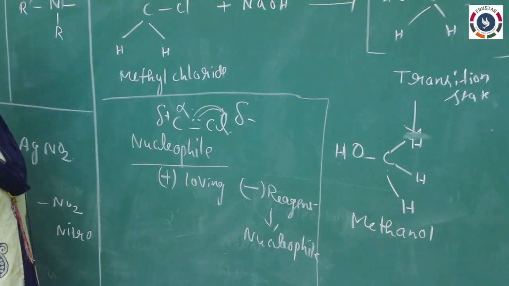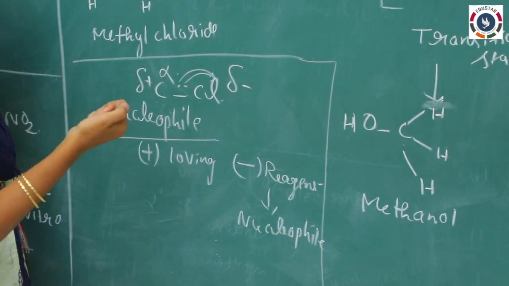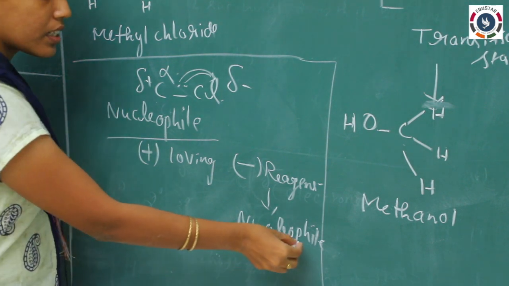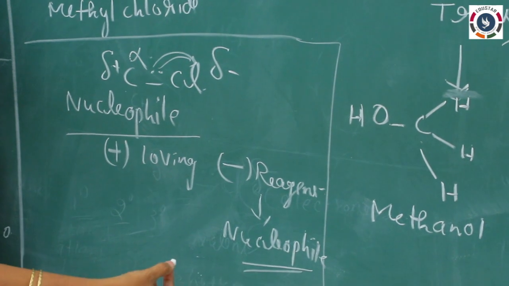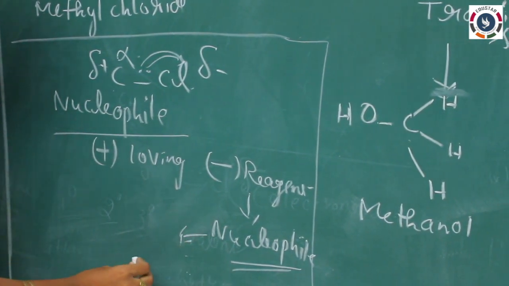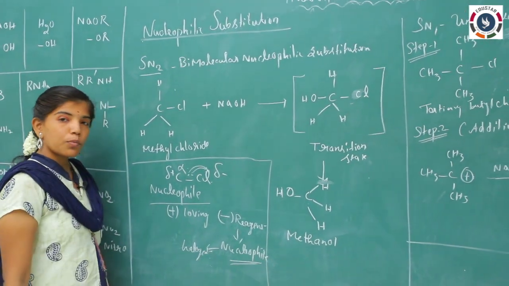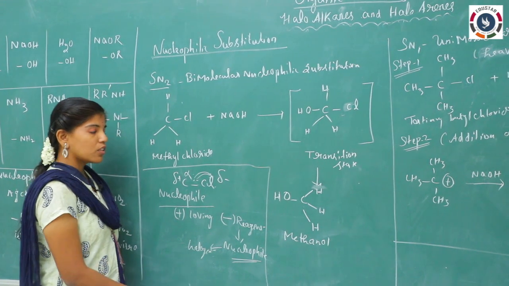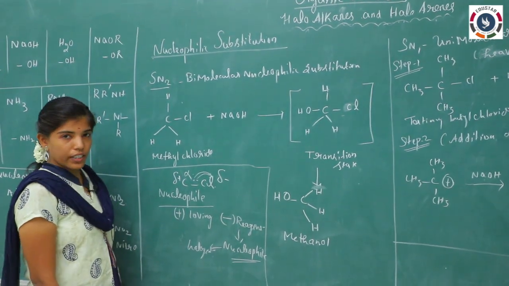So, a negative reagent, or we can say a reagent having the negative part, we call that a nucleophile, and that nucleophile is going to substitute the halogen. Those reactions are called nucleophilic substitution reactions.